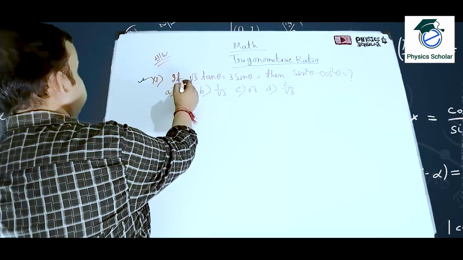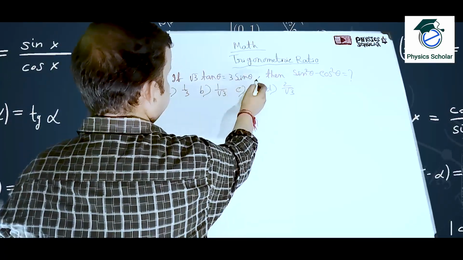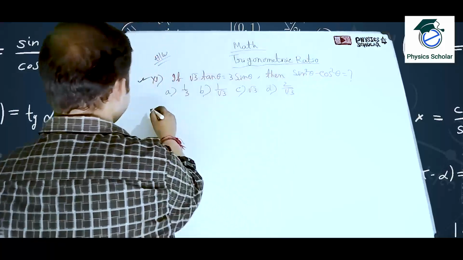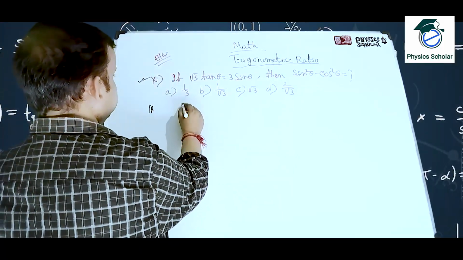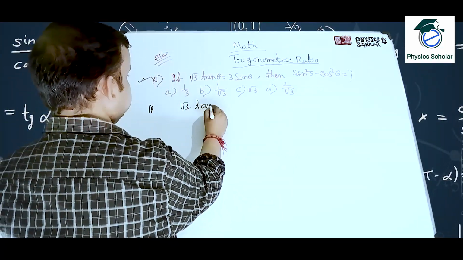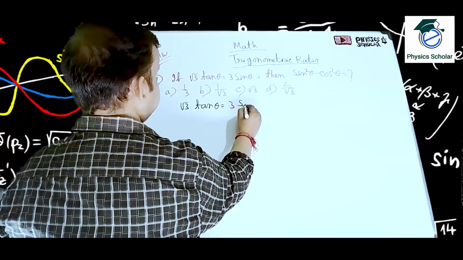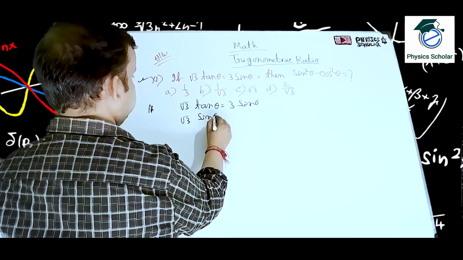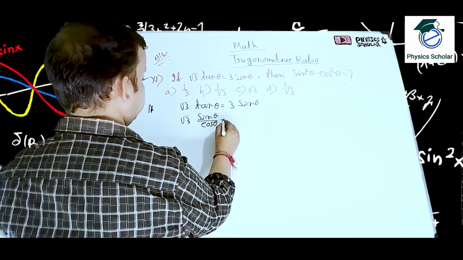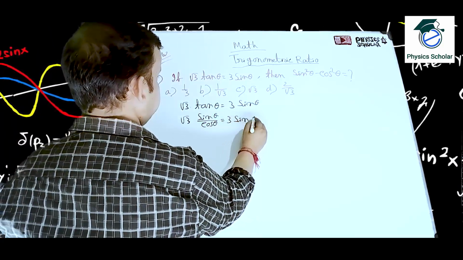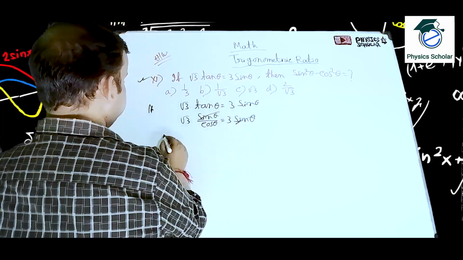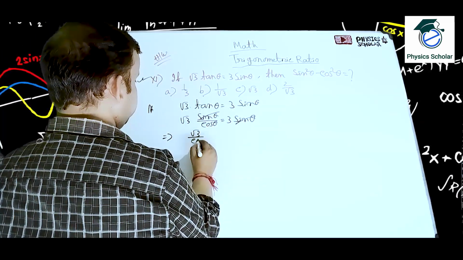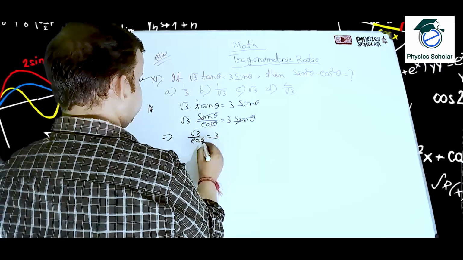So students, here the sum number 11: root 3 tan theta is equal to 3 sin theta. We have to find sin square theta minus cos square theta. Forget about the options, clear? So now root 3 into tan theta is equal to 3 sin theta. Root 3 into tan theta means sin theta by cos theta, is equal to 3 sin theta. Sin will be cancelled from both the sides. So it will be root 3 cos theta is equal to 3.